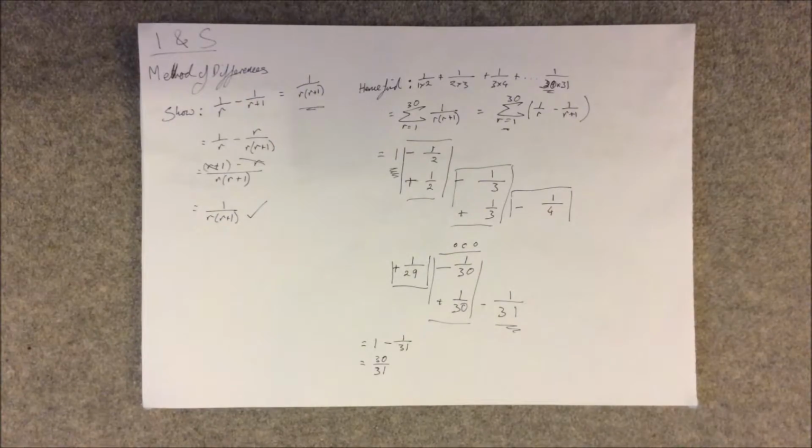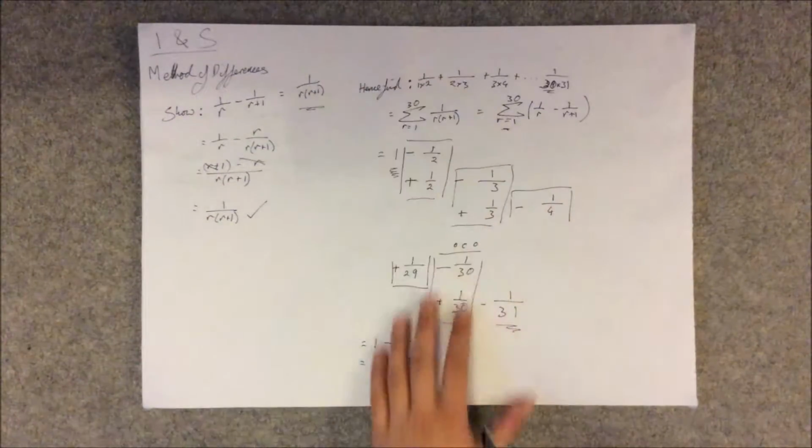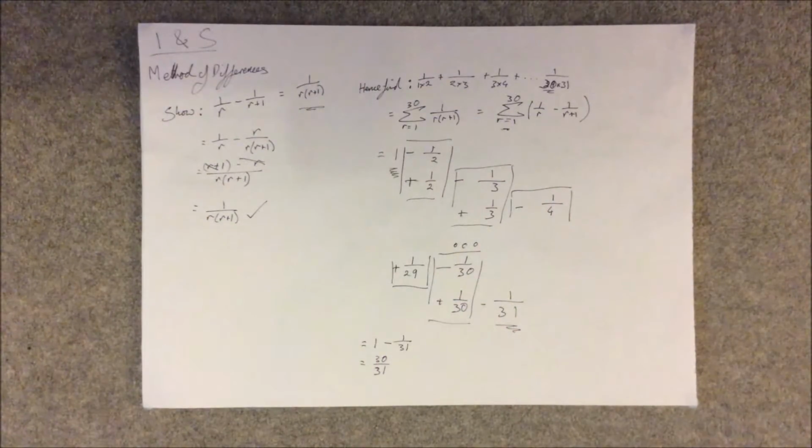And that's it. That is method of differences. It doesn't get much more complicated than that, because usually you'll have the show first and then the hence find just follows on rather nicely. So that's that section. It's only one more bit to go!